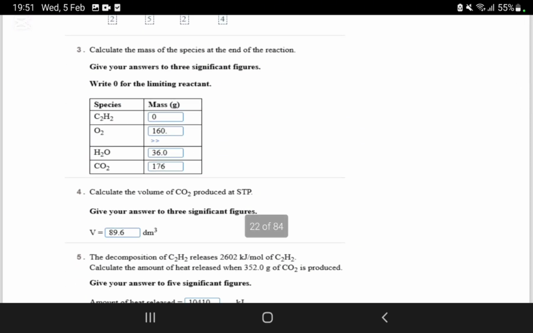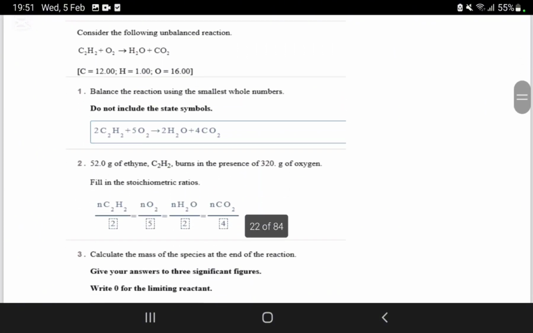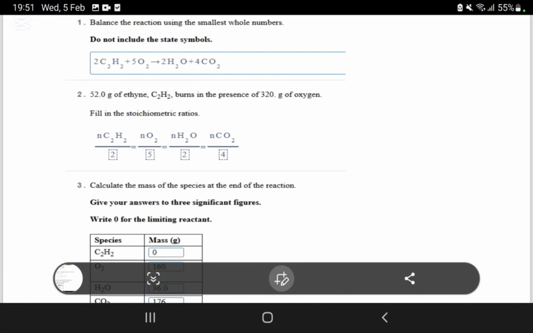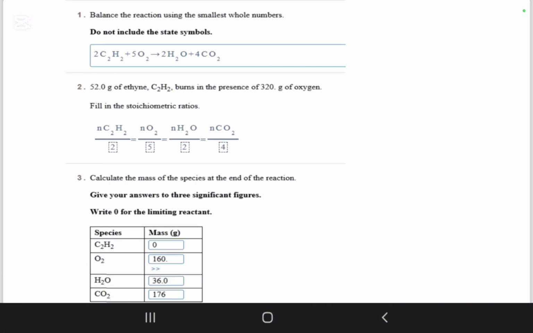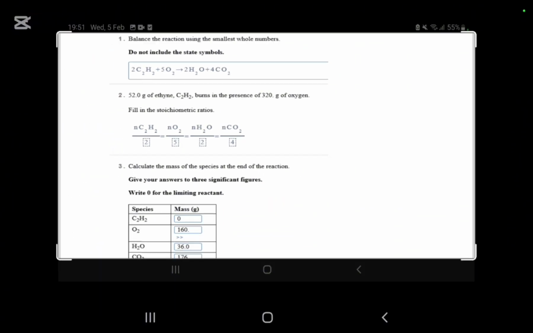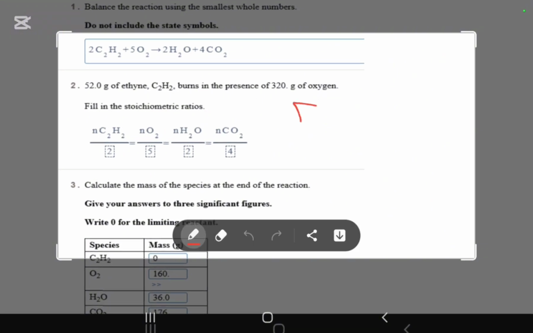We're gonna have to calculate the mass at the end of the equation by using limiting and excess. So let me screenshot this. Then they said, where is the molar mass? Okay, anyway. First of all, we're gonna have to find the moles of ethene. And then the molar mass will be 26. So the moles of ethene is 2.